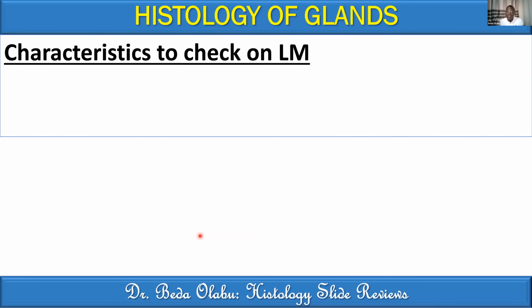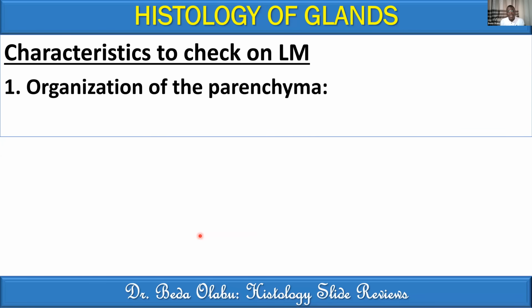When you want to identify a gland histologically, one of the things you need to look at is the stroma. But the other important thing you need to look at is the parenchyma. There are a number of things to check in the organization of the parenchyma. We may have talked about this in another setup, but I'll just repeat them for the sake of this particular class.